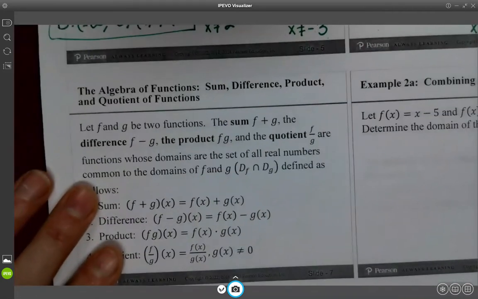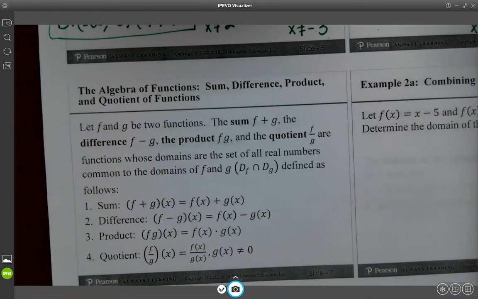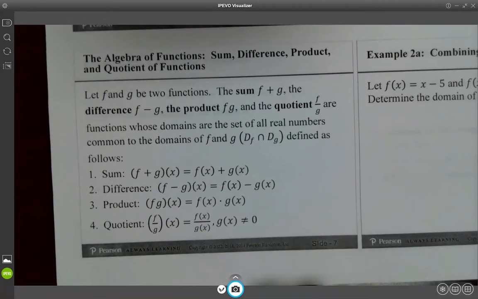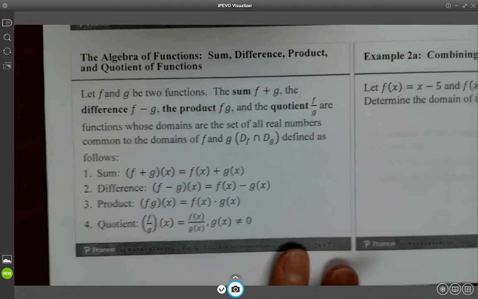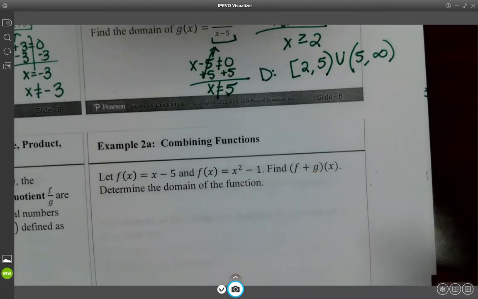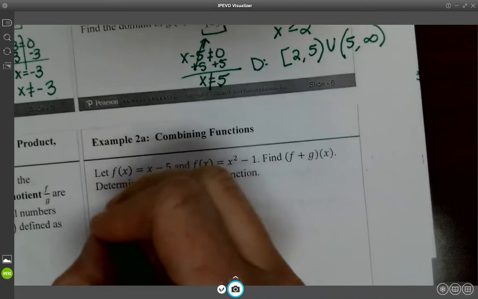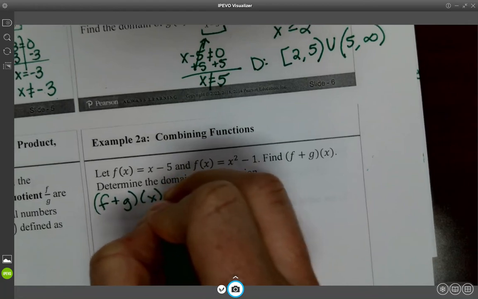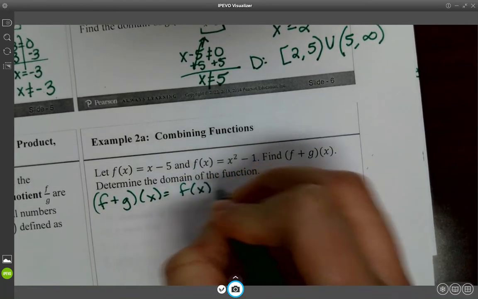Okay, let's get to our next problem. So we're going to use domain and restrictions whenever we do our different kinds of products and combining functions. So we have sum and difference. Sum, we're just going to add on. Difference, we're going to subtract on. Product, multiply on. Quotient, divide them. So it says we're going to do f plus g of x. So this is the sum. This just means f of x plus g of x.